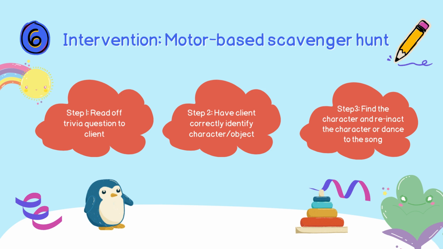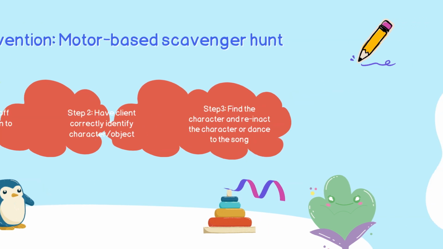At step two, you're going to have the client correctly identify the character and object, and you may provide helpful tips and hints to help get them to the character that they need to get to. Then step three, you are going to find the character and reenact the character or dance to the song. In our demonstration, we provide an example of what that would look like.